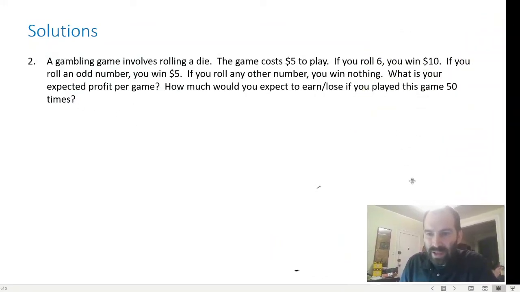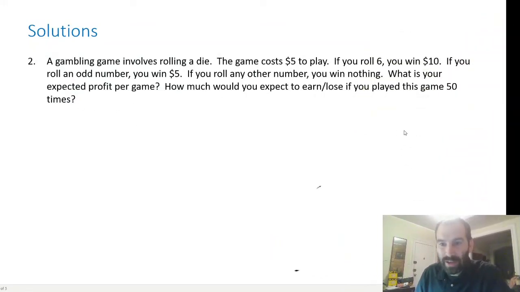A gambling game involves rolling a die. The game costs $5 to play. If you roll a 6, you win $10. If you roll an odd number, you win $5, so you get your money back. If you roll any other number, you win nothing. What is your expected profit in this game? And then, how much would you expect to earn or lose if you played this game 50 times?